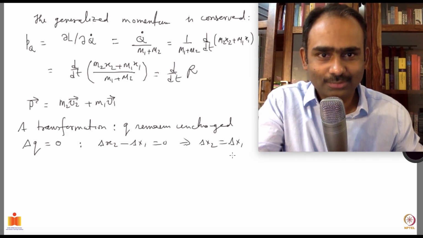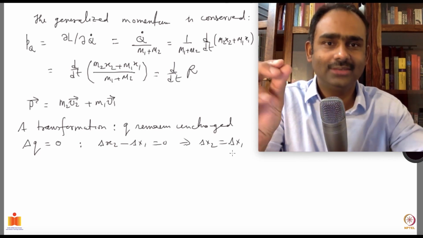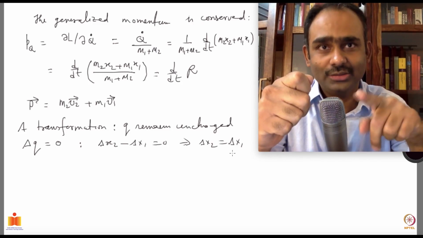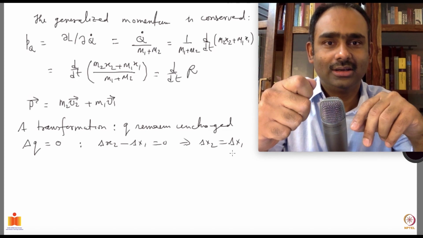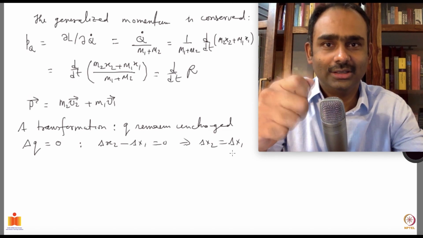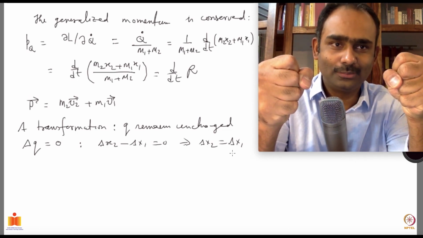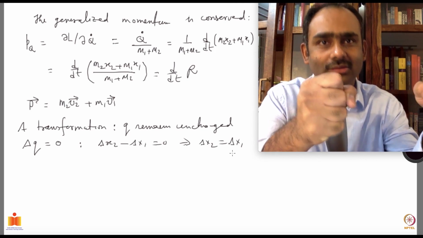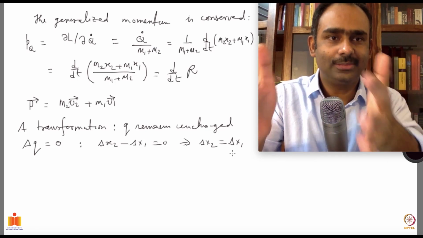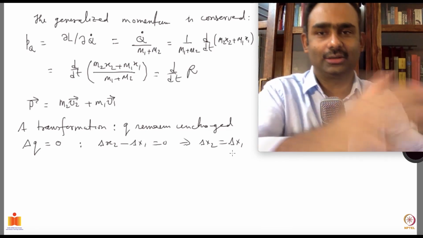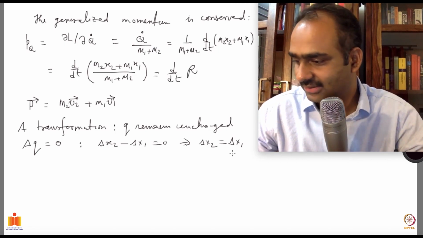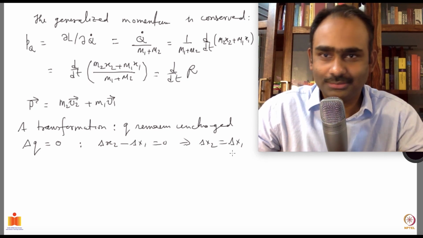Now what does it mean that small delta x2 is the same as small delta x1? Meaning the change in the location of particle number 1 equals, in both magnitude and direction, the change in the location of particle number 2, which means that I have taken the entire system and moved both the particles by equal amounts in the same direction, either this way or that way. As if I have taken the entire system and rigidly moved it from here to another location. That's what it means.